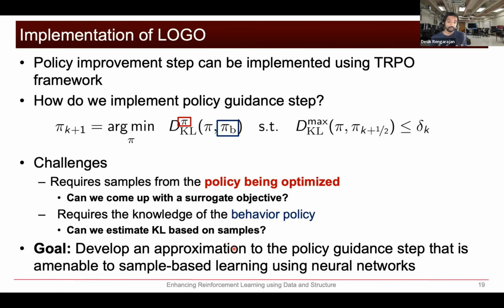So our goal right now is to develop an approximation to the policy guidance step, which is amenable to sample-based learning. So solving this objective is hard. It's hard because you need to sample the current policy that's being optimized, and you need the knowledge of the behavior policy. How do we address these 2 challenges? So that's the current goal.